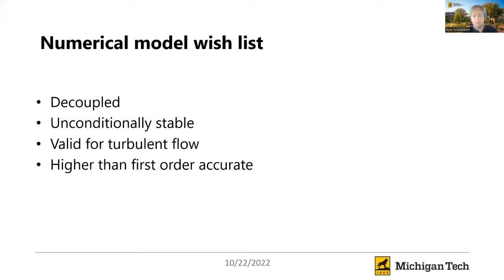Next, we want a solver which is unconditionally stable. An unconditionally stable solver is one that gives us a physically meaningful solution, so the velocity doesn't become faster and faster over time. Thirdly, we want a system that's valid for turbulent flow. That's sort of our whole goal here, is having a turbulence model for fluid-fluid interaction. Lastly, we want a solver which is higher than first order accurate.